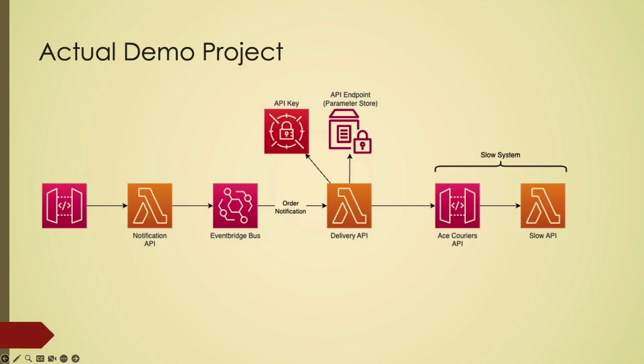What she actually ended up building, and I actually built this. I went and built this, so I wanted to demonstrate it today. I've built the notification API, an EventBridge bus, and a delivery API with some configuration from Secrets Manager for the API key and the API endpoint. And what I've done is I've simulated ACE couriers, and I've built what I call a slow API. It's built to be a little bit slow. It responds in a random time between 1 and 10 seconds. And randomly 20% of the transactions that go through the API are going to fail, just so we can see what happens.